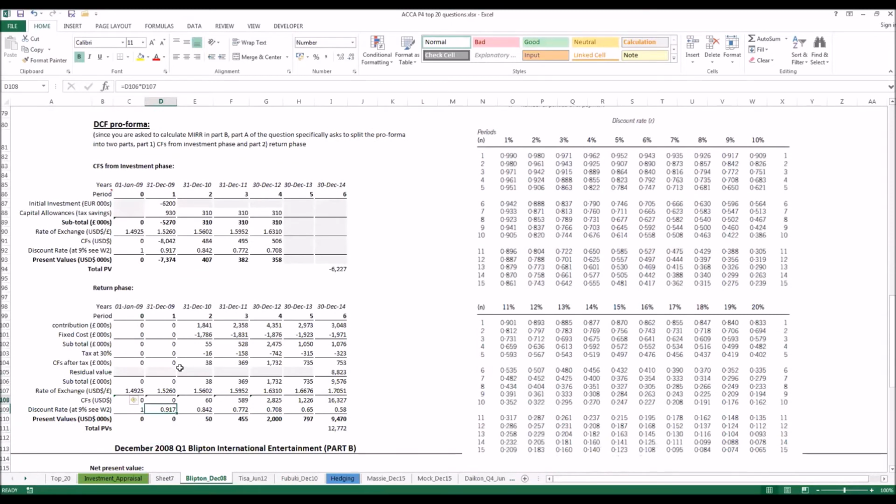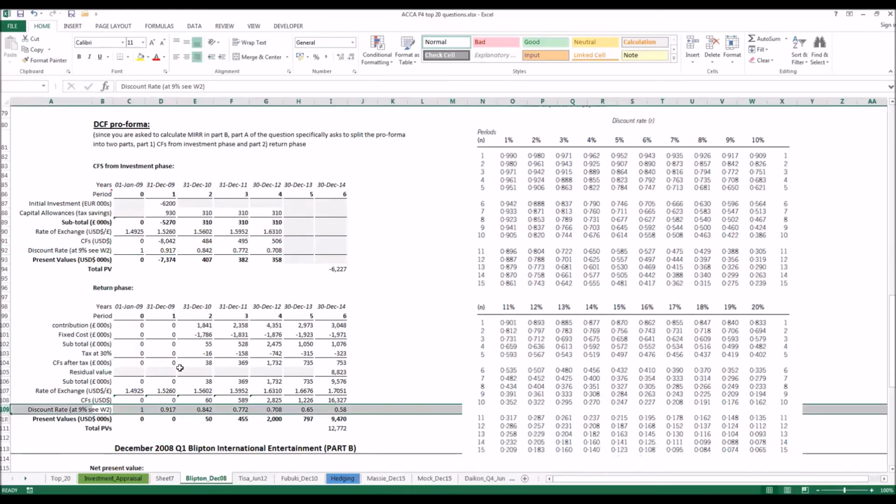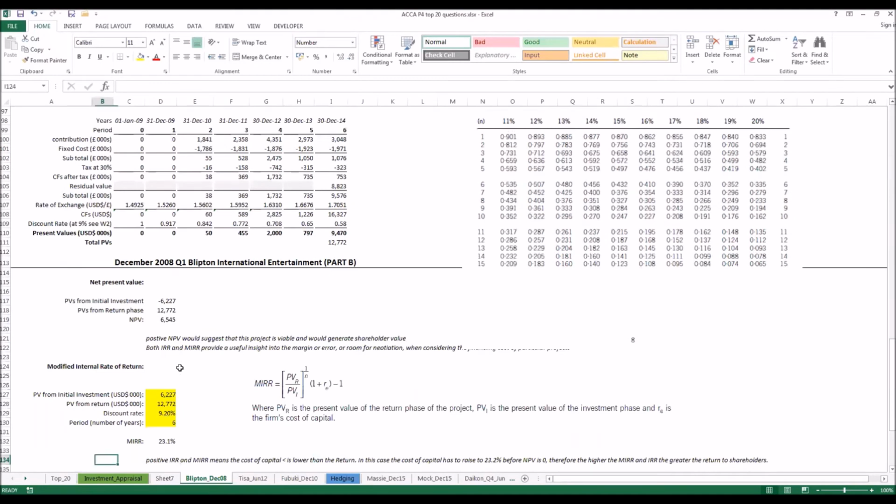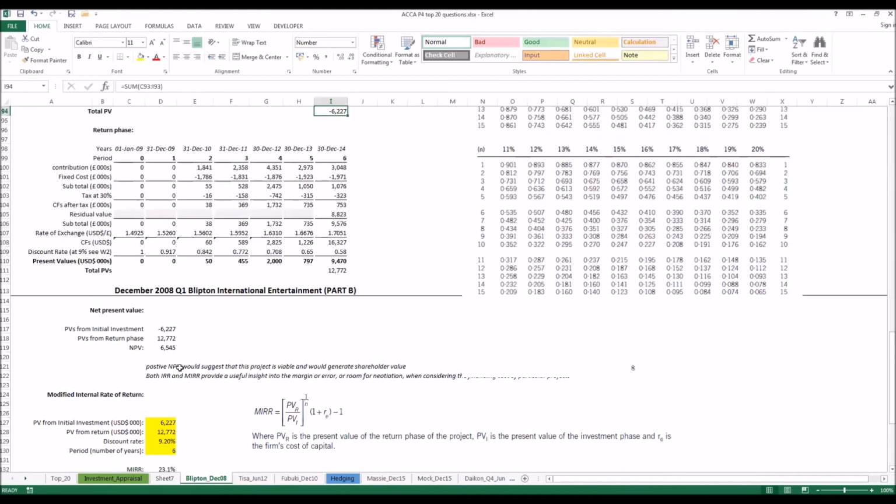And then we again use the same discount rates as we used in the investment phase, at 9% from working 2. So all in all, we take the cash flow, times it by the discount factor, and we get the discounted present values. That's the total present value from the return phase, and this is the total present value, negative value, from the investment phase.